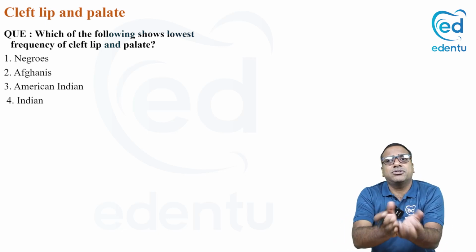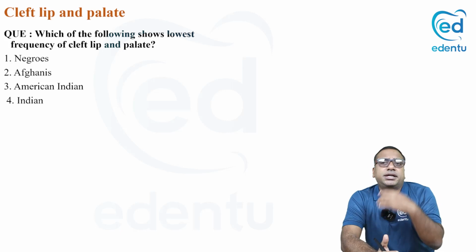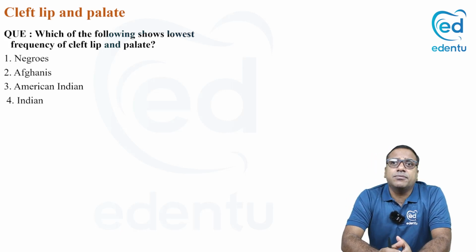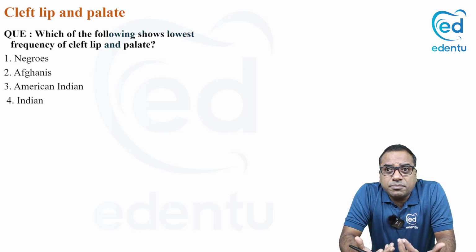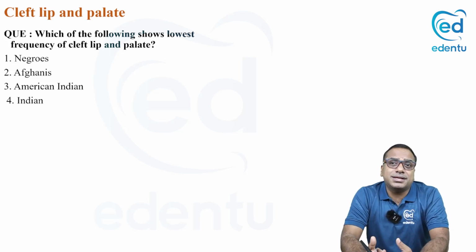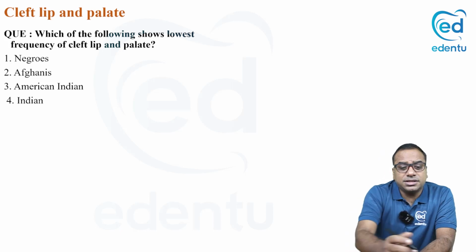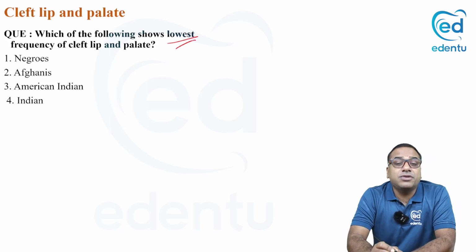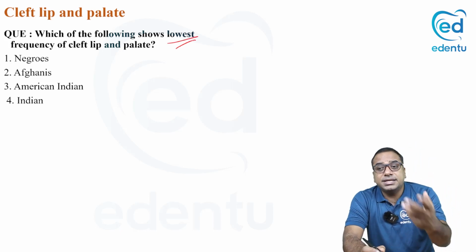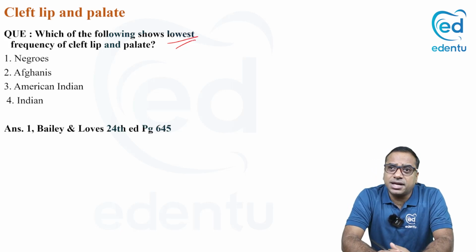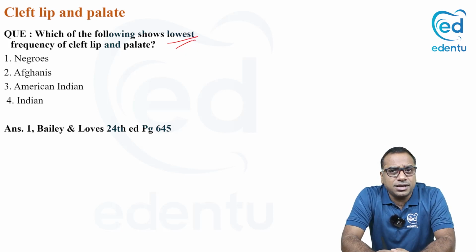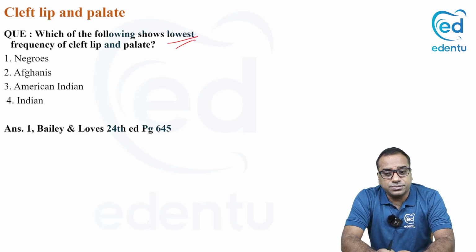So this is just based on an article. A study was conducted on different continents and they came up with this. This is basically the inbuilt genes problem, where some areas have more and some areas have less. The lowest frequency of cleft lip and palate is in Negroes. So that is the answer based on the study conducted. It is directly taken from an article, so you need to learn this also.